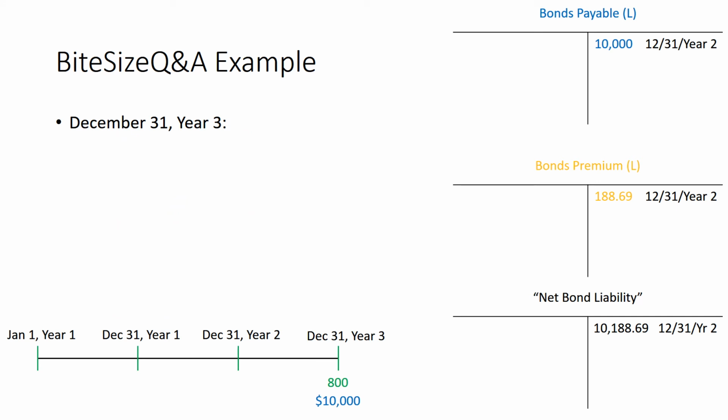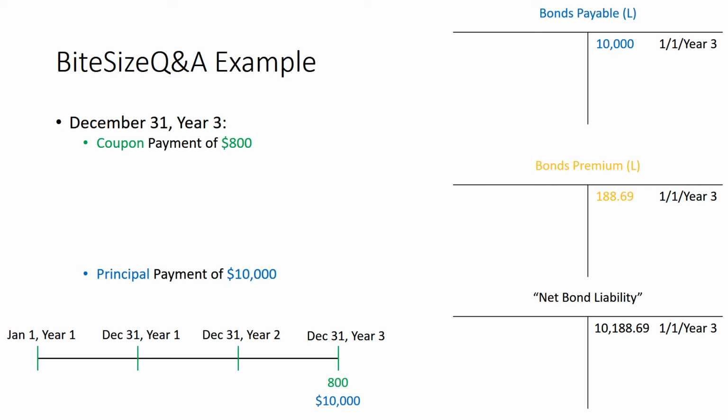Let's think about what happens on December 31st, year 3. There is a final payment of $800 for the coupon, and then the bond matures, so there is a payment of $10,000 for the principal. We can update our December 31st, year 2 numbers into January 1st, year 3 numbers. Let's think about the cash coupon payment first. Cash will go down since we're making the payment, so we'll credit cash for $800.